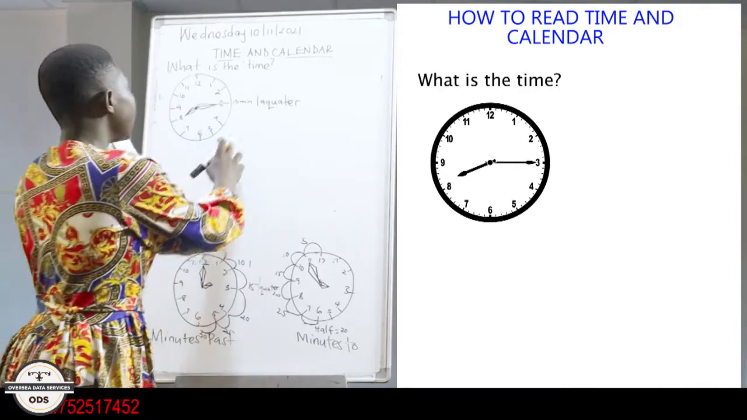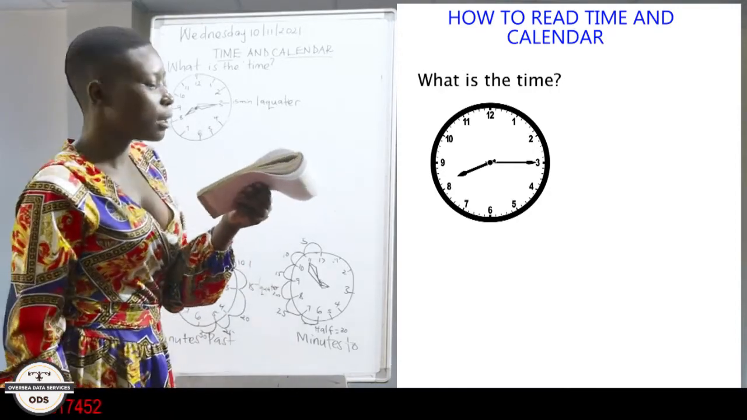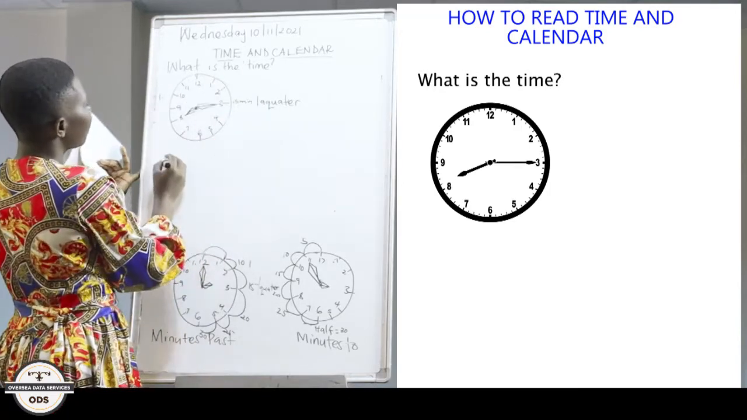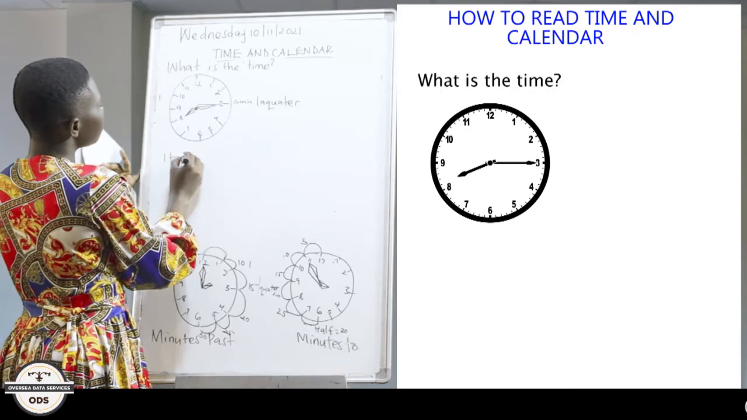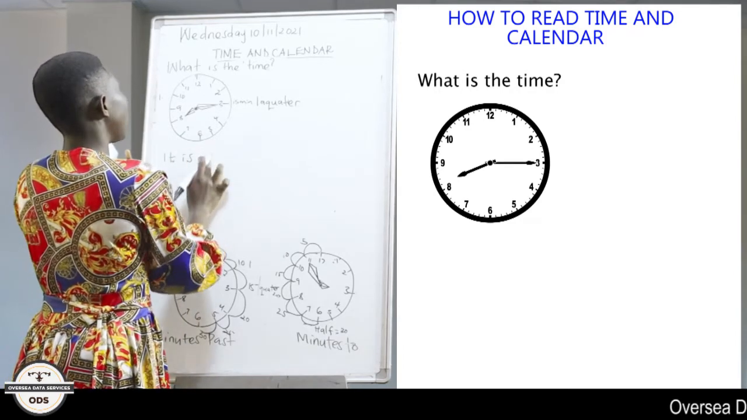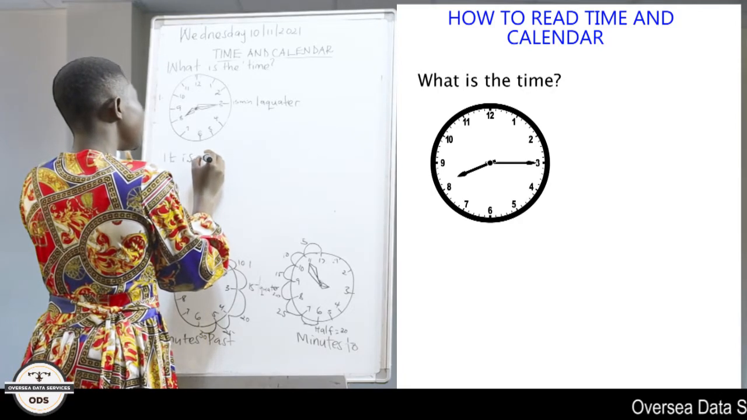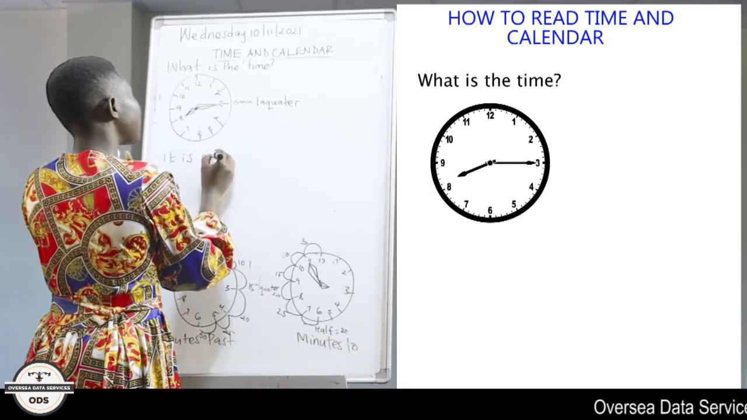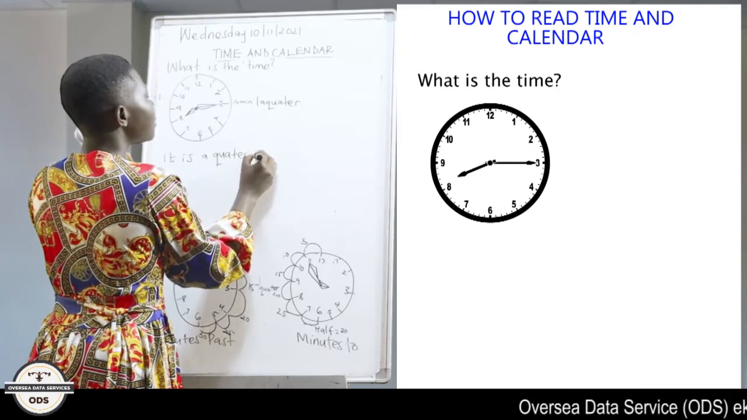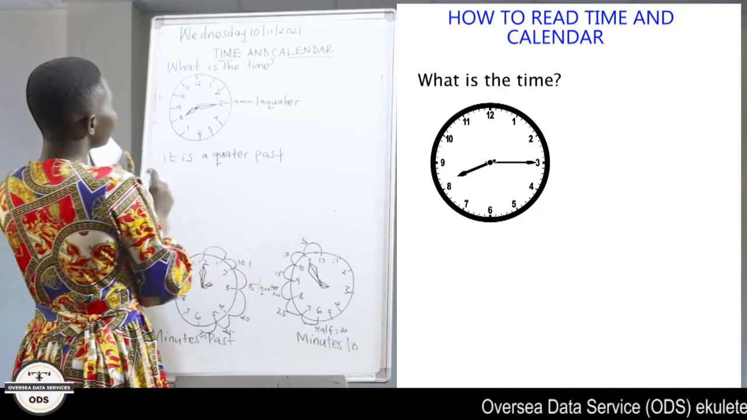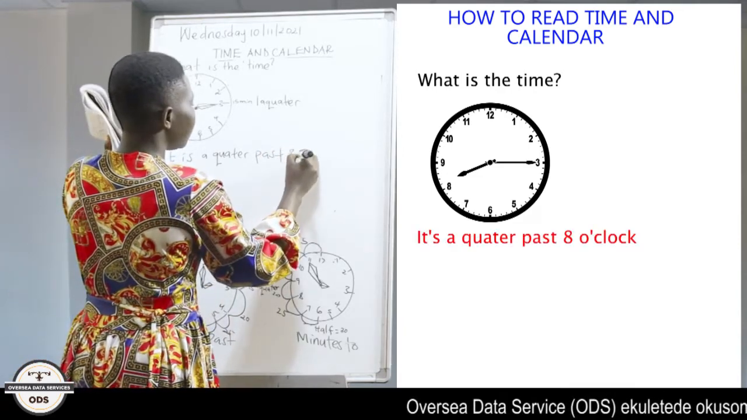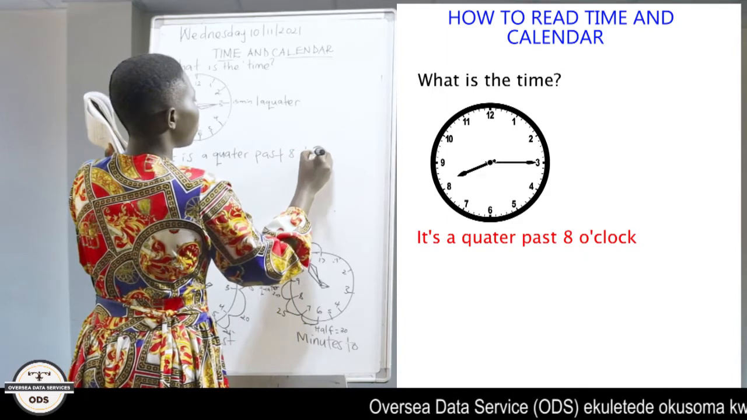So when we are reading now, what are we going to say? What is the time? You say that, oh, it is 15 minutes past 8, or it's a quarter. Let us first use, it's a quarter past. Past what time? 8 exactly. 8 o'clock.